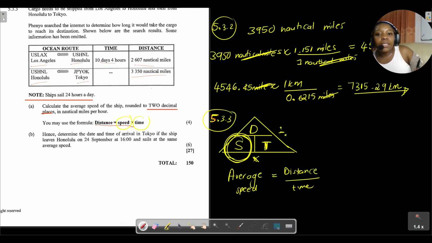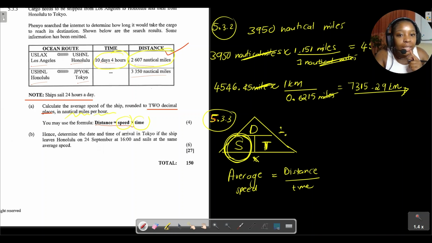We want to calculate what? The average speed of the ship, okay? So we're going to use the time and the distance that are given to us. And they want the average speed in nautical miles per hour. The distance is already in nautical miles, so that's fine, but the time is in days and hours.